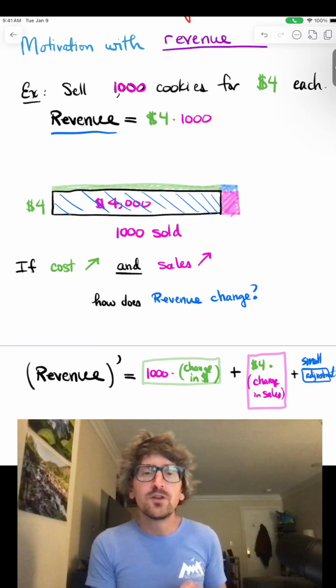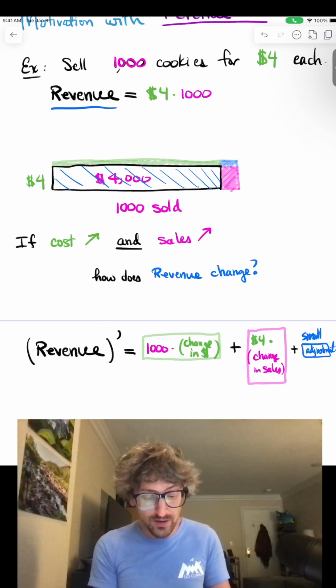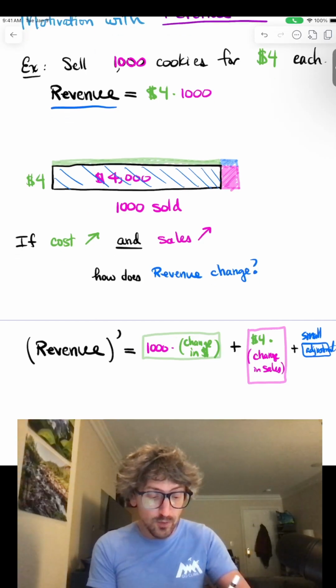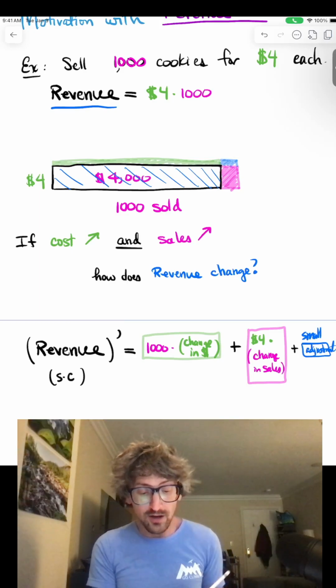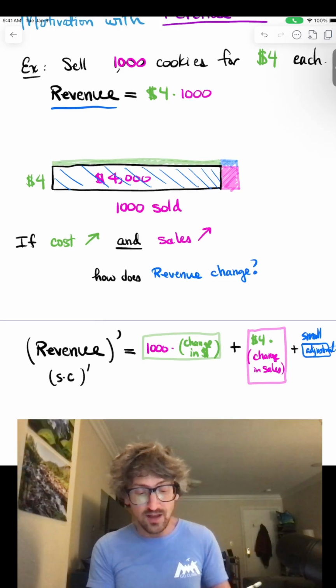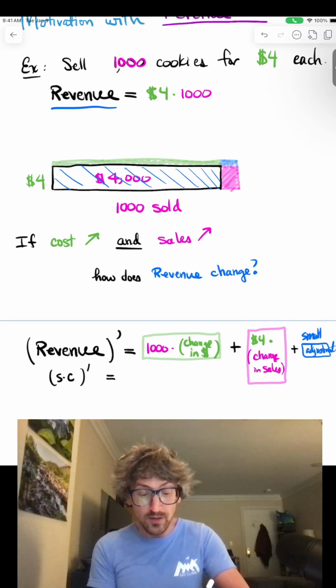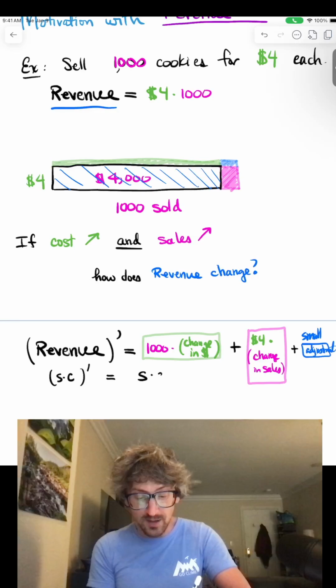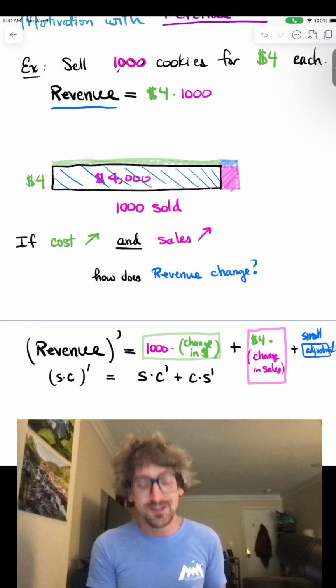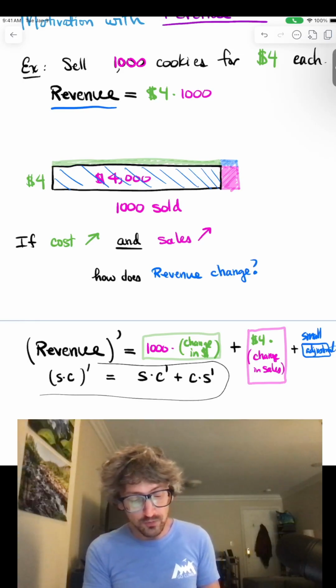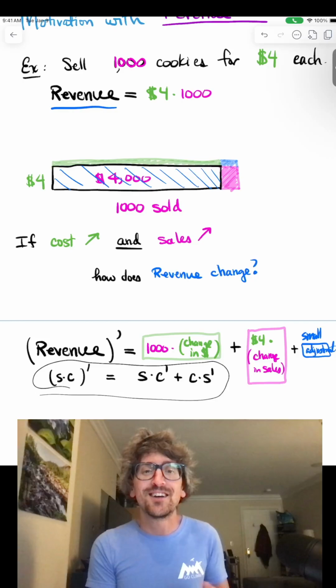Okay. So all together, what is that saying? It's saying that our revenue, which after all is just the product of two things, number sold times the cost, the change in that is going to equal the number sold times the change in that cost plus the current cost times the change in the sales that we have. And so this is that familiar product rule that we learned in calculus.